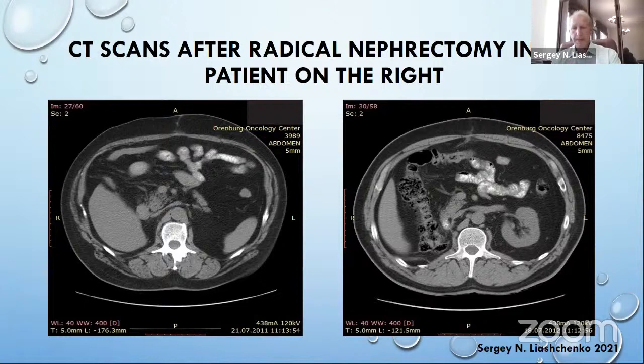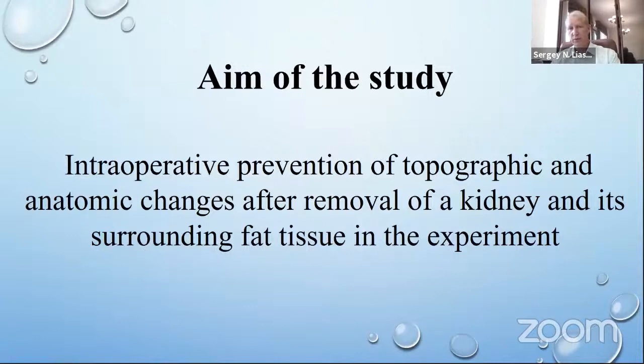These data I took from my colleagues, Professor Chemezov and Professor Kagan. This change in the structure and topography of the organs causes functional disorders of these organs. And the aim of our study is intraoperative prevention of topographic and anatomical changes after removal of the kidney and its surrounding fat tissue in the experiment.